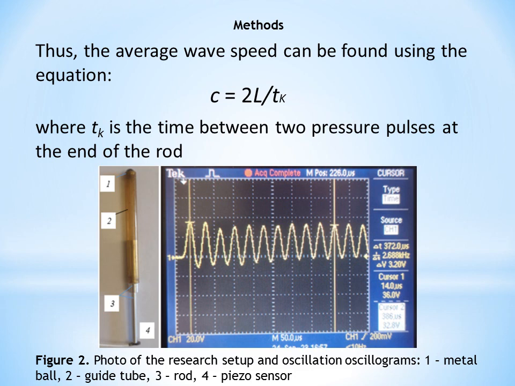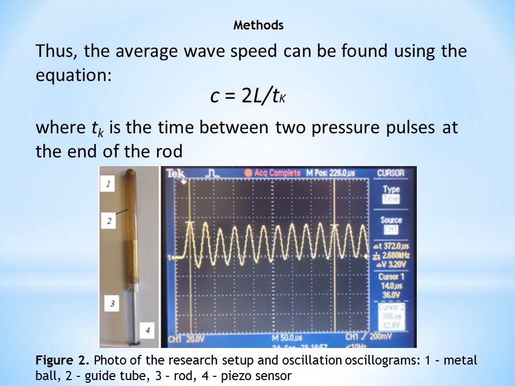The speed of elastic waves was measured by the propagation time of the elastic wave in rods made of aluminum, iron and copper. A piezo sensor connected to a digital oscilloscope was used to register pressure fluctuations at the end of the rod. Thus, the average wave speed can be found using the equation, where Tk is the time between two pressure pulses at the end of the rod.